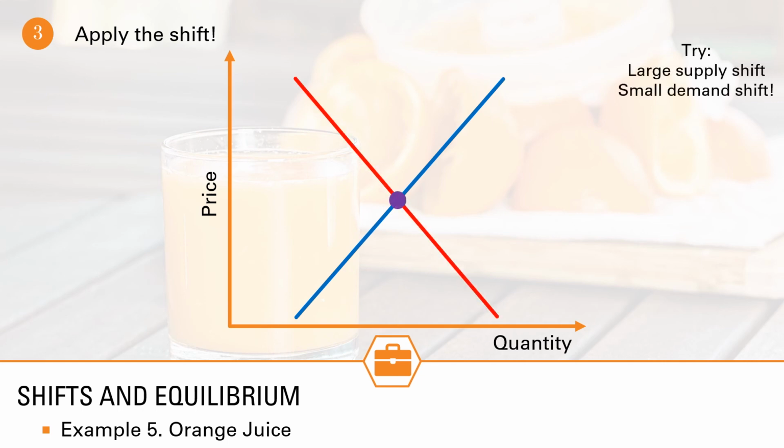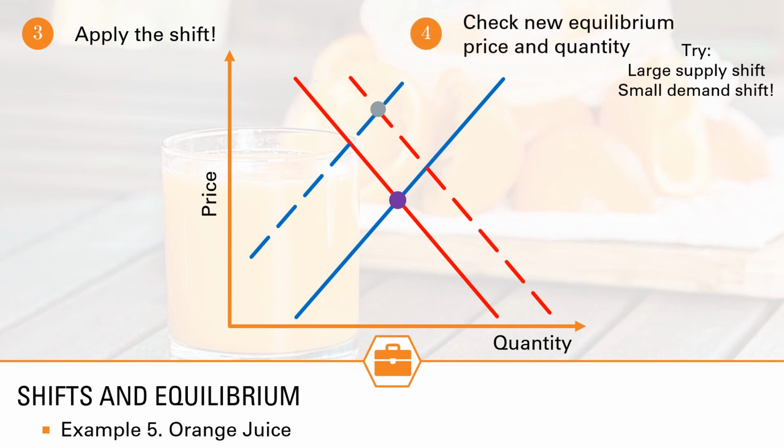Okay, now let's try a large supply shift. So that's quite a large one there. Again, shift to the left because worker strikes. There'll be less orange juice in supply. And then a small shift in demand. Okay? And again, there's a shift to the right because taste and preferences improved. And again, there's a new equilibrium point there.